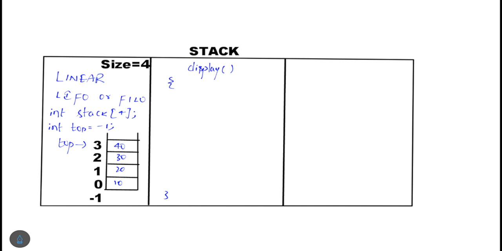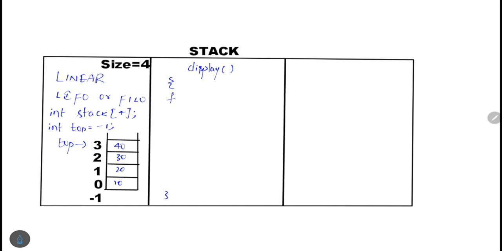How can it be seen? Like 40, then 30, then 20, then 10, isn't it? The topmost is 40, then 30, then 20, then 10. This is the order I want to see the output. So in that case, what is required here? You need to traverse from the top to the last index position. Top is the topmost index position, and the last index position is 0. Within that range you need to traverse, for which we require a loop, right?